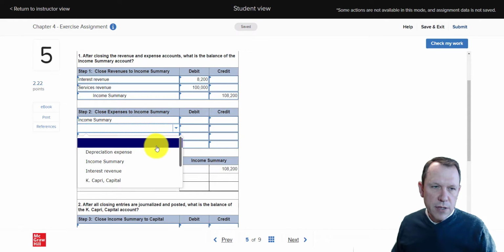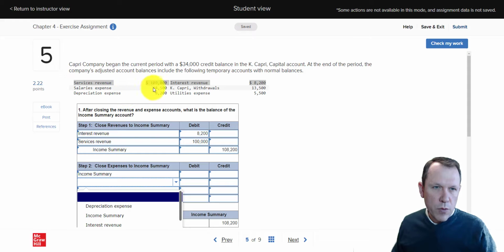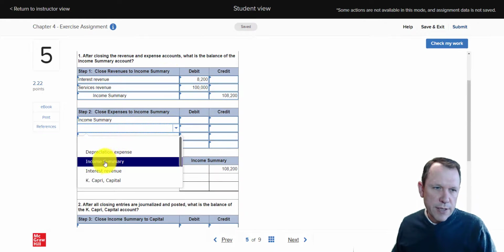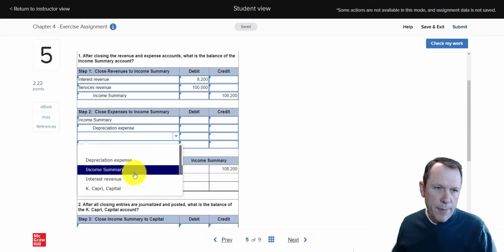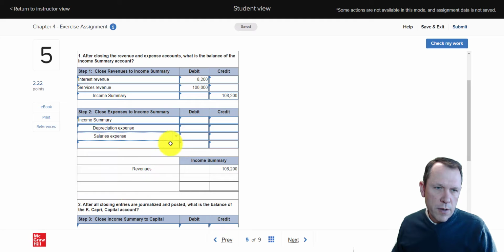All the expenses are going to line up here. So we've got, let's see, 1, 2, 3. Salaries, depreciation, and utilities. So I'll just go ahead and grab them as they are in order.